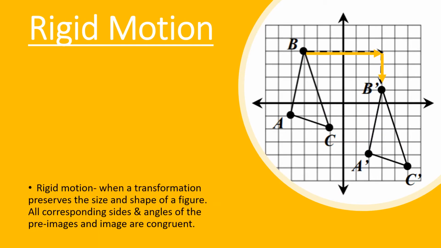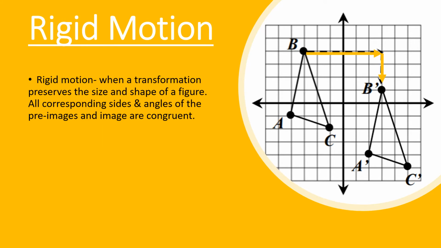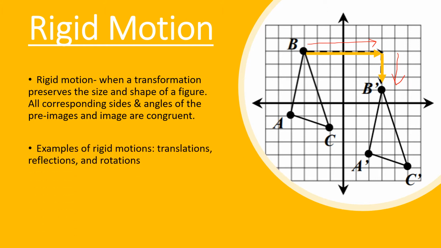Now a translation is a rigid motion, and a rigid motion is when a transformation preserves the size and shape of a figure. All corresponding sides and angles of the pre-image and image are congruent. So as you can see here, this pre-image has shifted to the right and down, but again it did not change in shape or size. It simply moved across and down the coordinate grid. Examples of rigid motions are translations, reflections, and rotations.